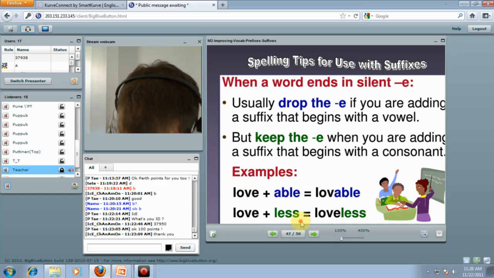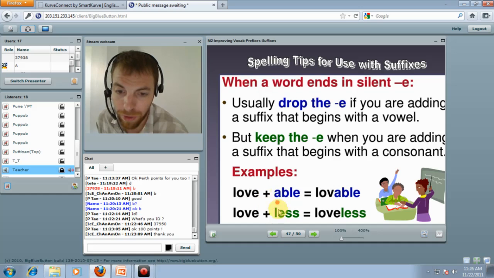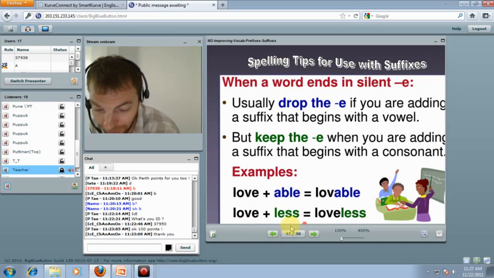Loveless is the same. Now, why is this different here? Lovable, we change, and loveless is the same. It's different because this ends with a vowel, E, and this starts with a vowel, A. So two vowels together, not very good in English. Here it's E and L, that's okay.